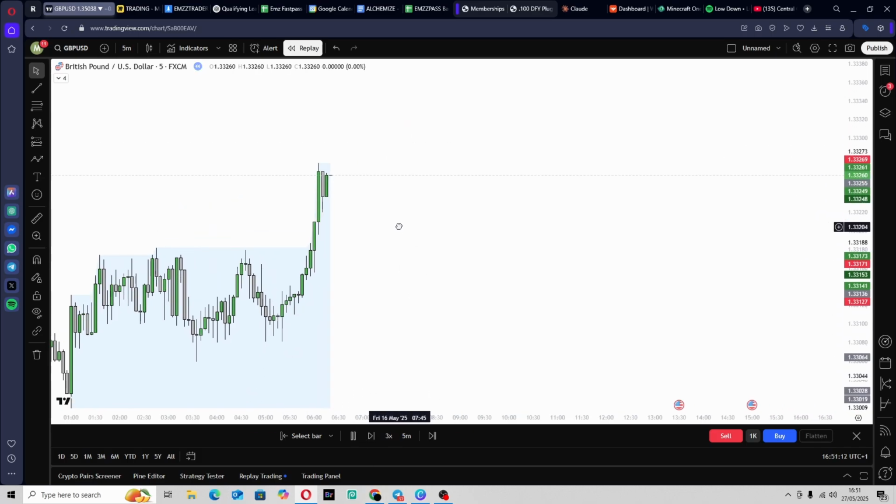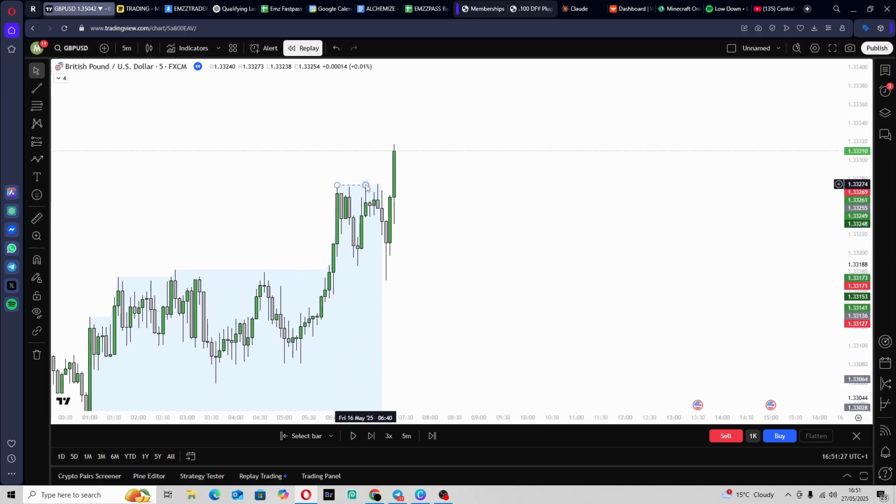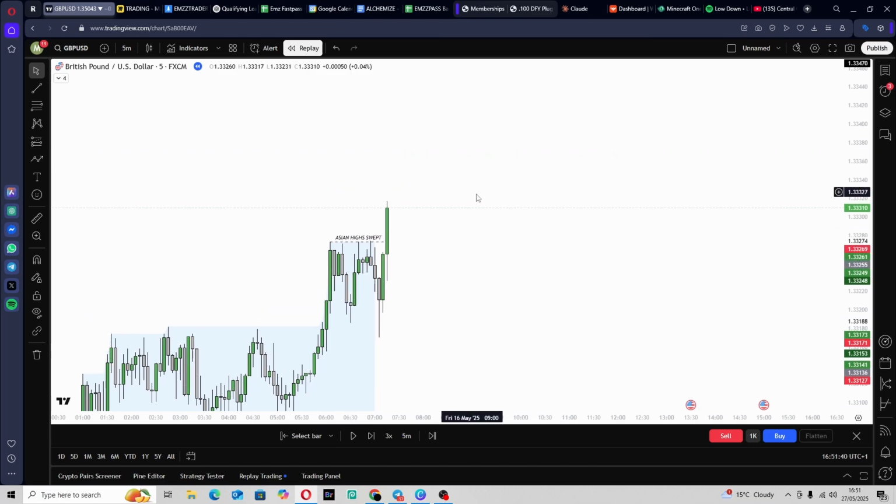So if I just play it, okay? As you can see, this is the highest point and it's already been swept, right? So we were already marking this out from here. It's already been swept, so we are actually going to mark this. So let me fast forward. As you can see, it's already swept it there. So this is the Asian highs swept.